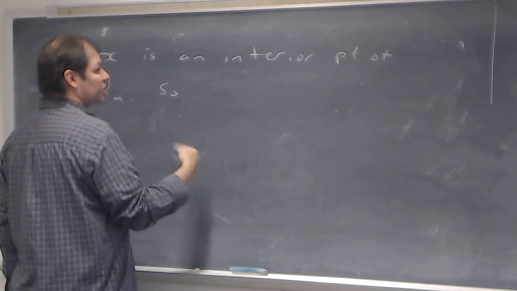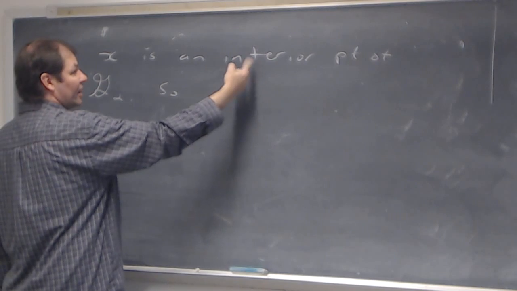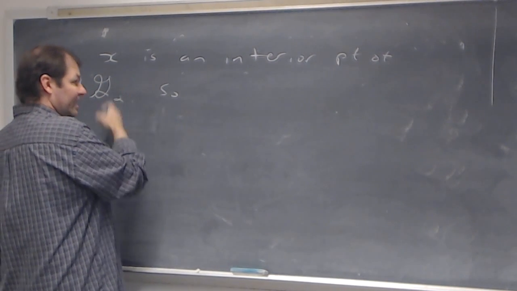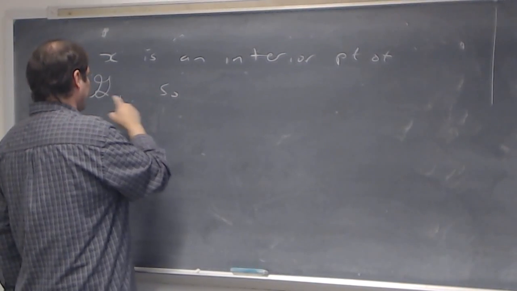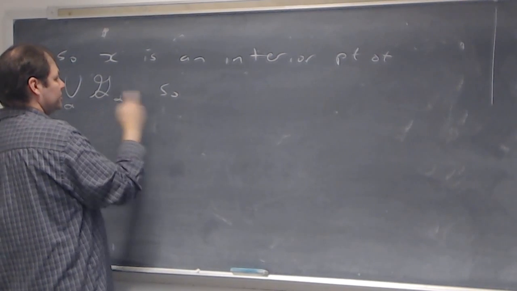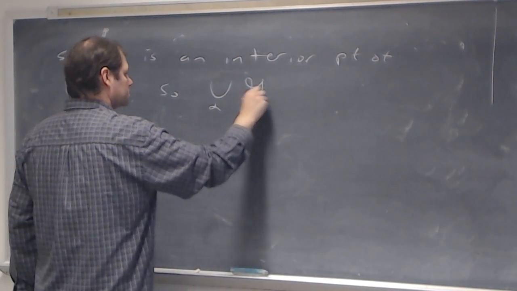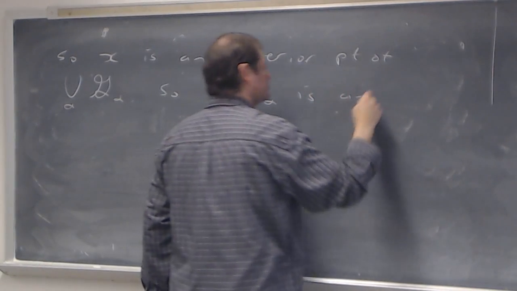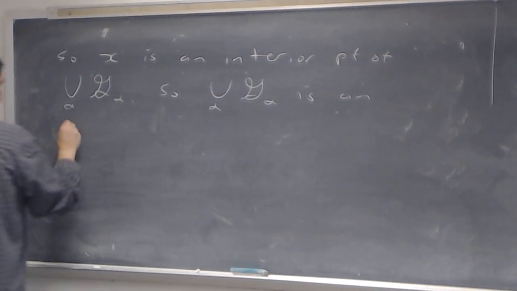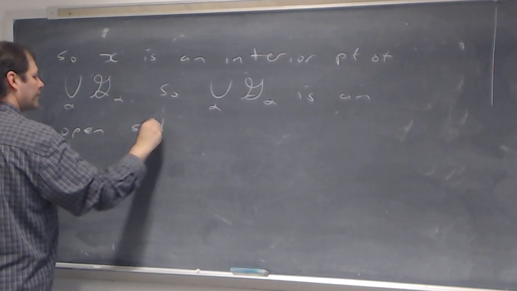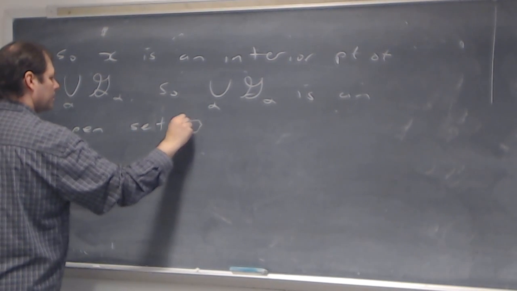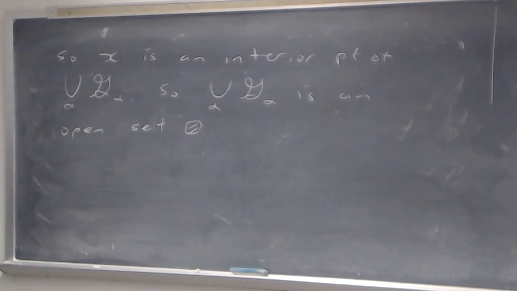So x was an arbitrary element, and so we've shown every arbitrary element of this union is an interior point of this union. So that means that this union is an open set. And that proves the first part of it. Okay, we'll pick up here next time. Thank you very much.